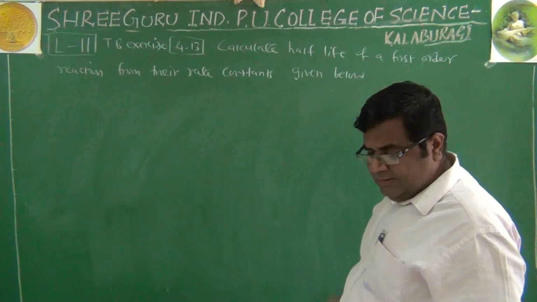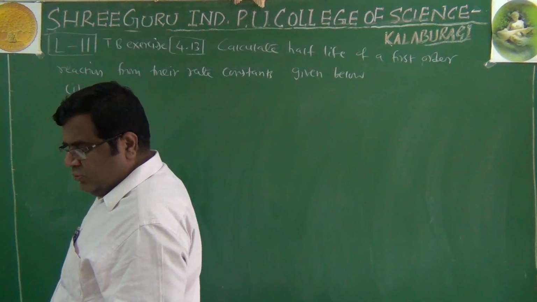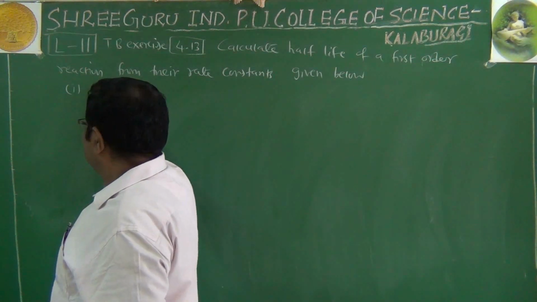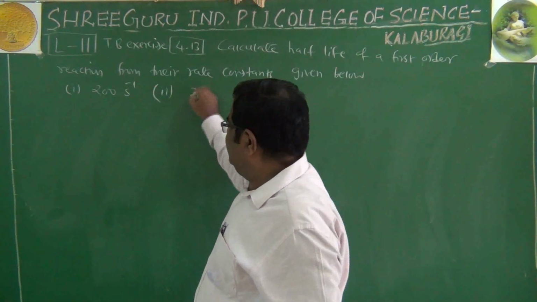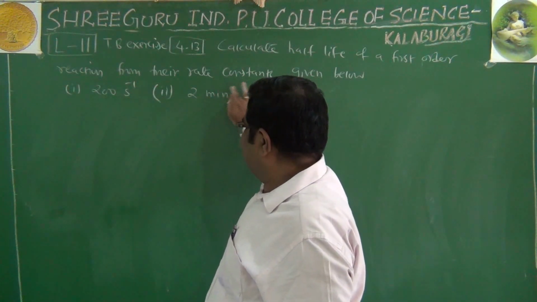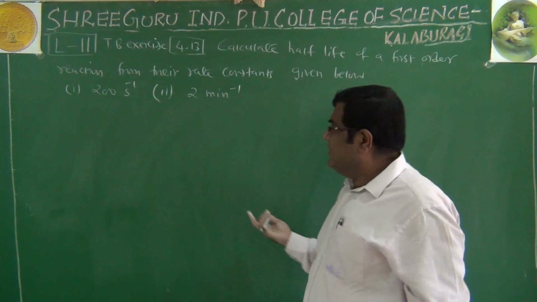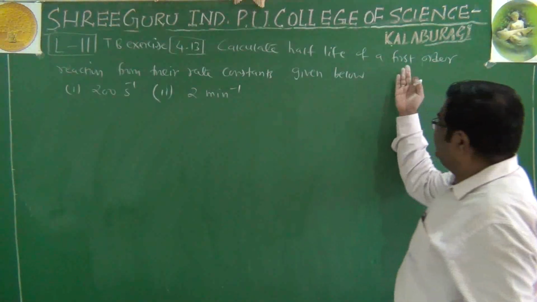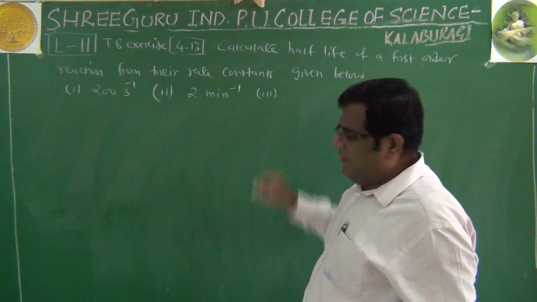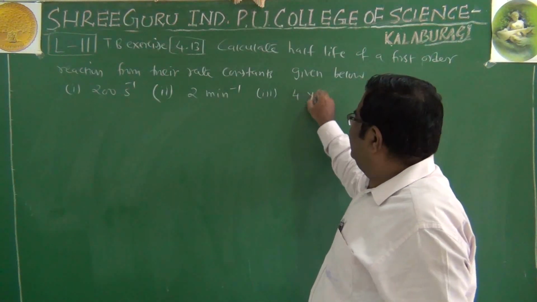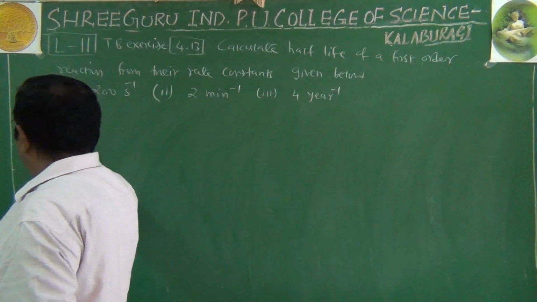So there are three sub questions here. The first is 200 per second. The second one is 2 per minute. See the units of rate constant, it's per second, per minute, as we see in the first order reaction, they have given it as first order reaction also. And the third one is 4 per year. So we can easily solve this question.